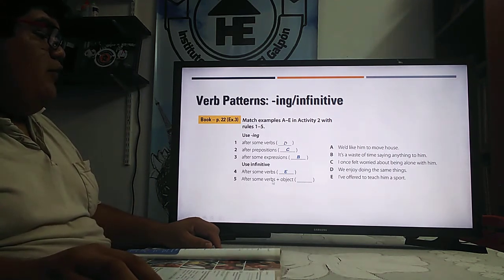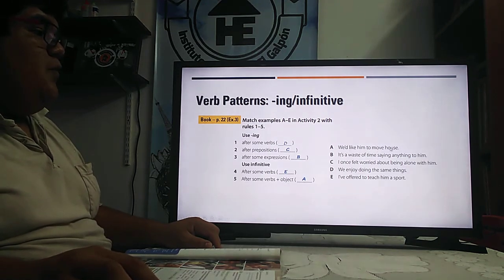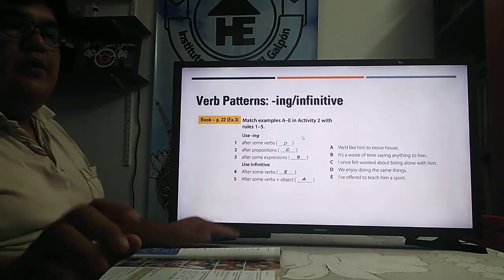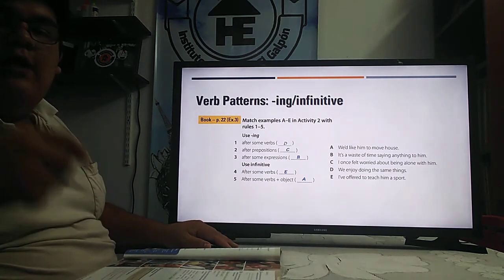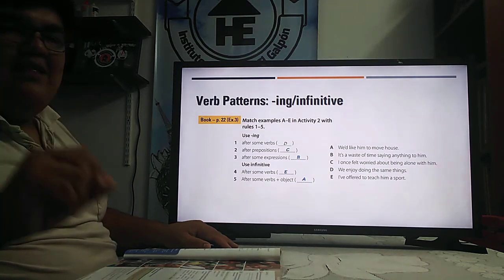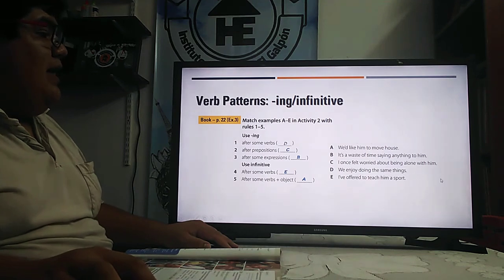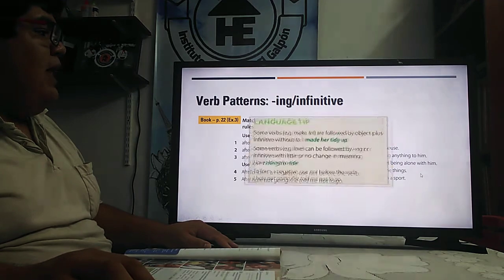And then we have after verb plus object is A. I'd like him to move house. Here we have the verb structure, like, and the object is him, and to move house. It's just like the example I just told you, yes? For example, the teacher wants the students to do their homework during this time. The student is the object. Okay, let's go on. It is just to start it, a revision, yes?